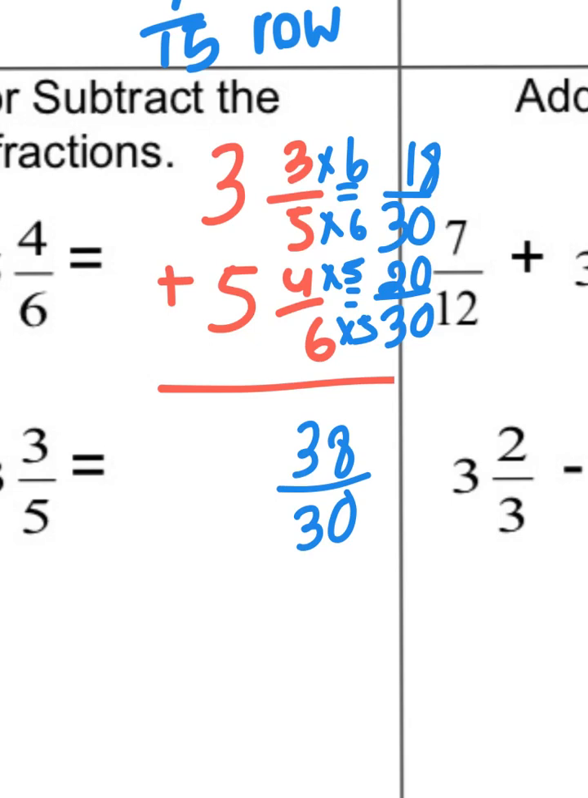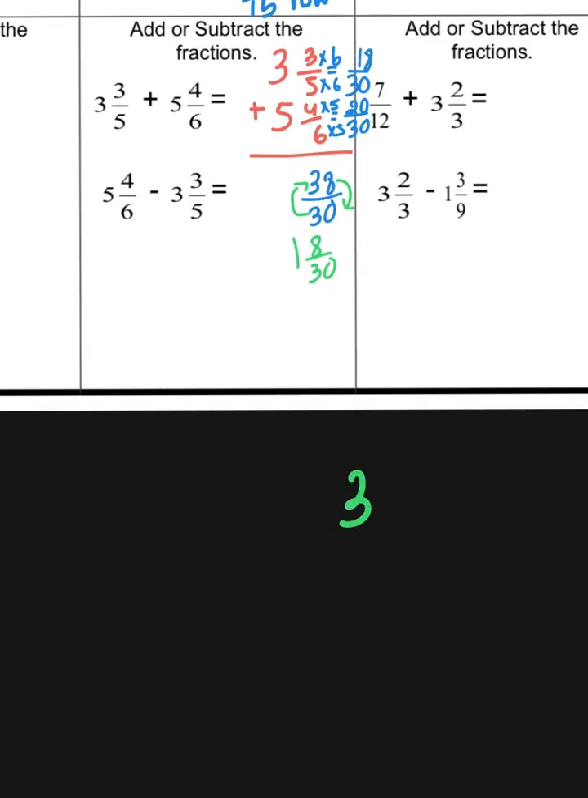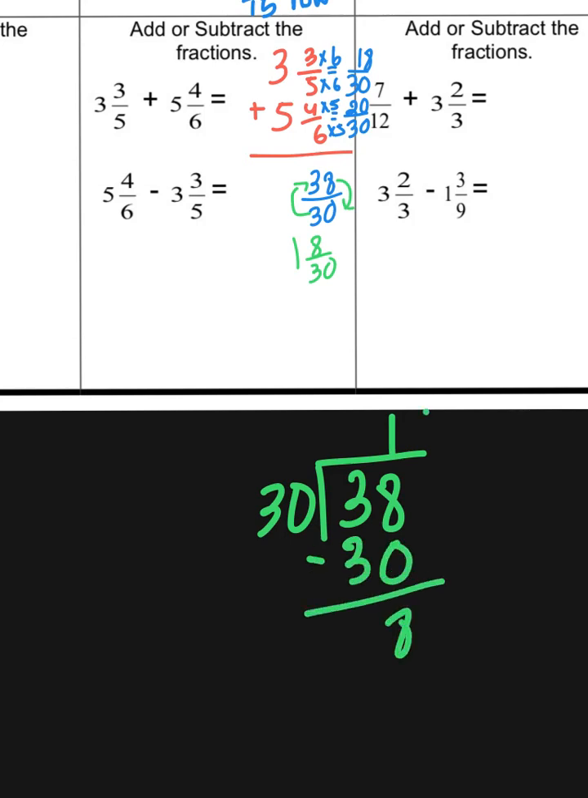Now the way you would read that is 38 divided by 30. So you know that 30 can go into 38 once. And then when you subtract it, you have 8 left out of 30. I'll go ahead and do the long division way so you can visually see how I did that. Here's 38 being divided by 30. 30 can go into 38 once. That's my 1 whole. And then when you subtract, you have 8 left out of 30. So that's why it's 1 8/30.